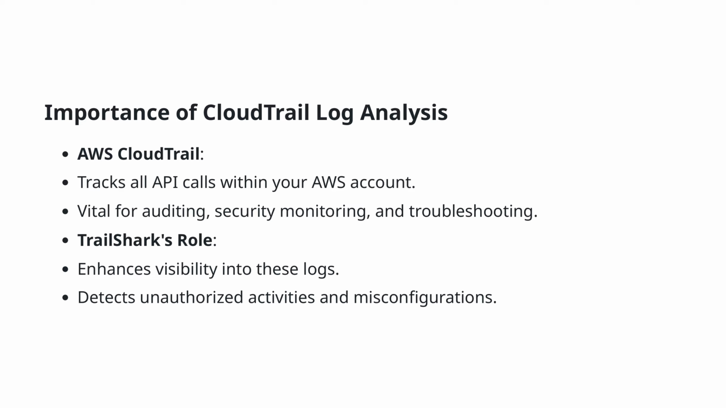In this slide, we're focusing on the importance of CloudTrail log analysis. AWS CloudTrail is a service that tracks all API calls made within your AWS account. This is essential for various purposes, such as auditing, security monitoring, and troubleshooting. By keeping a meticulous record of every API call, CloudTrail helps you maintain a transparent and manageable AWS environment. TrailShark significantly enhances this capability. It provides deeper visibility into these logs, making it easier to detect unauthorized activities and misconfigurations. This added layer of analysis is invaluable for maintaining the security and integrity of your AWS services.